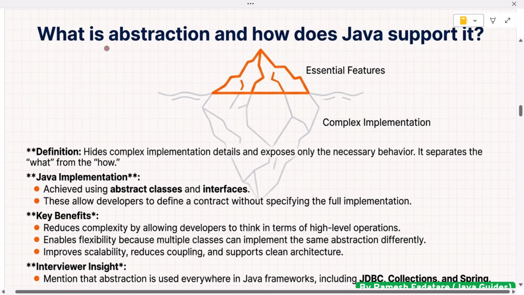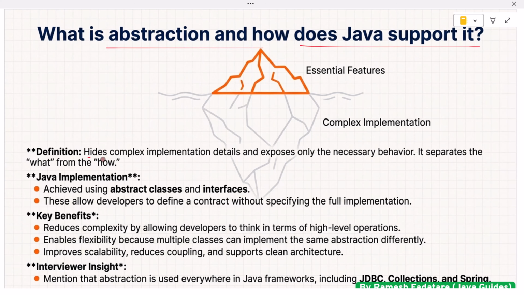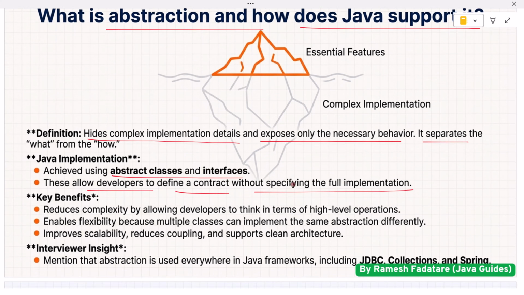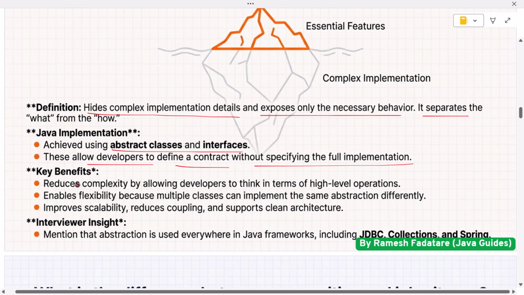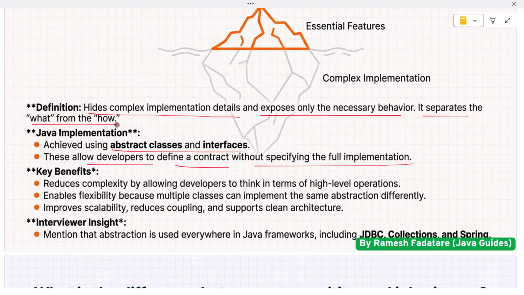Next, what is abstraction and how does Java support it? Abstraction hides complex implementation details and exposes only the necessary behavior. In Java, abstraction is achieved using abstract classes and interfaces. These allow developers to define a contract without specifying the full implementation. This leads to cleaner designs where the what is separated from the how.